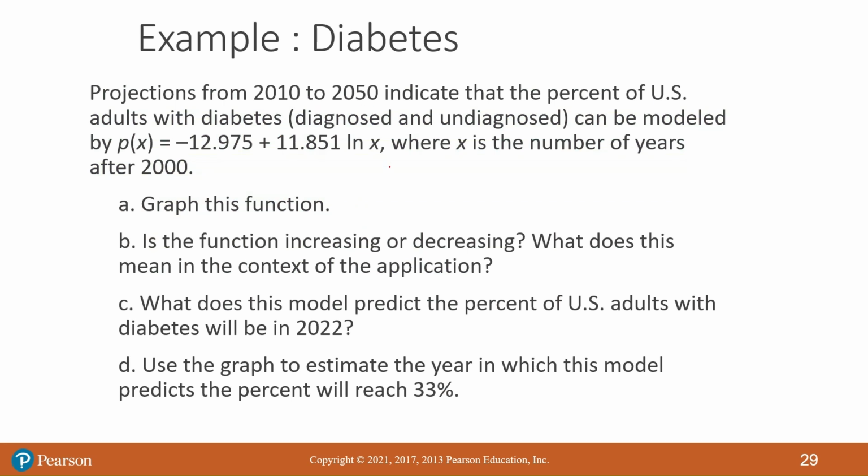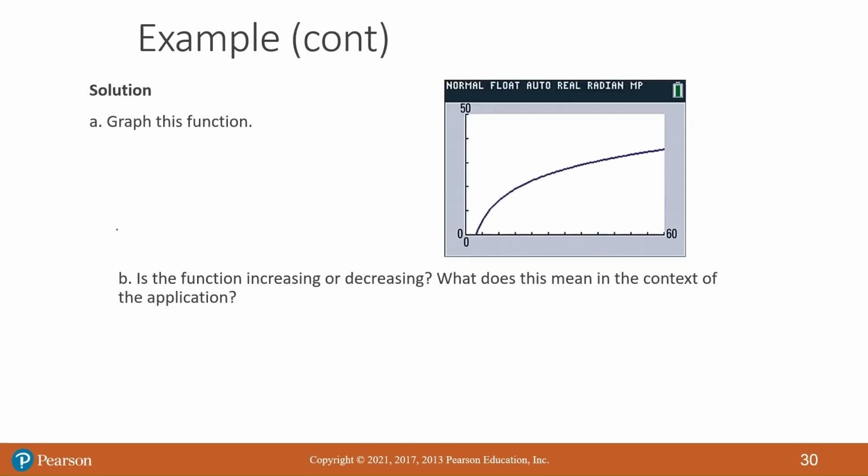Adults with diabetes, diagnosed and undiagnosed, can be modeled by P of x equals negative 12.975 plus 11.851 times the natural log of x, where x is the number of years after 2000. We want to graph the function, and tell whether the function is increasing or decreasing, and what it means in the context of the application. What does the model predict the percent of U.S. adults with diabetes will be in 2022? And we want to use the graph to estimate the year in which this model predicts the percent will reach 33%. So let's graph the function to start with.